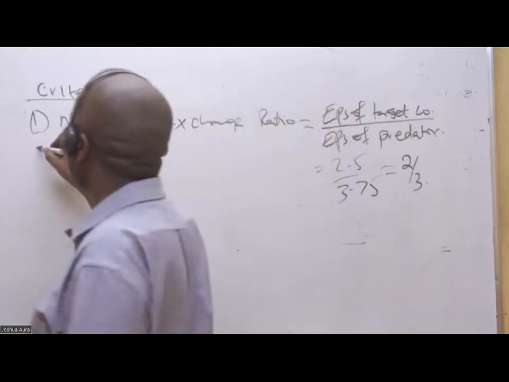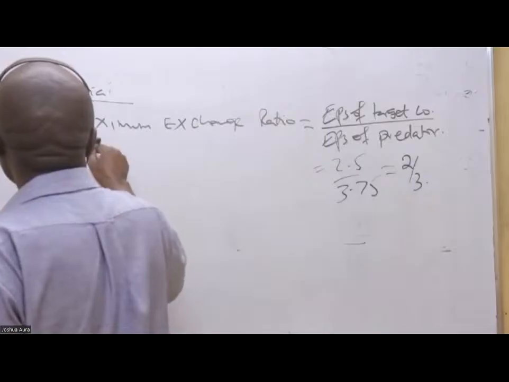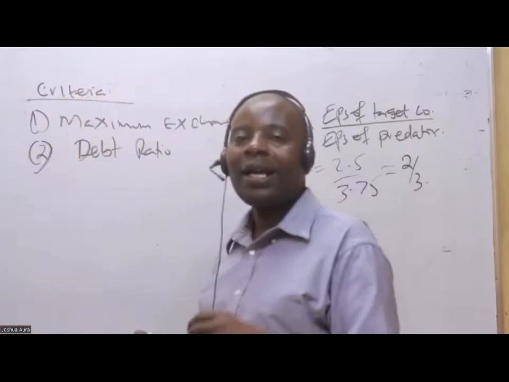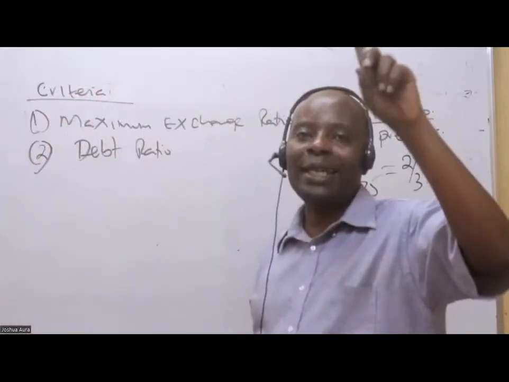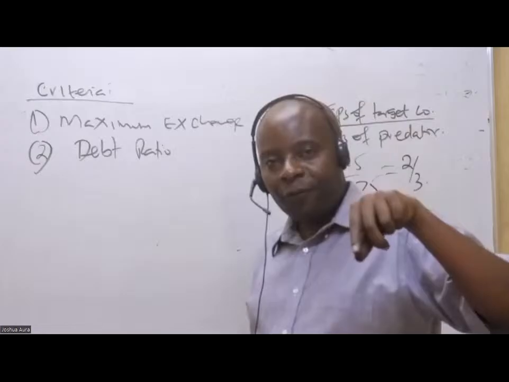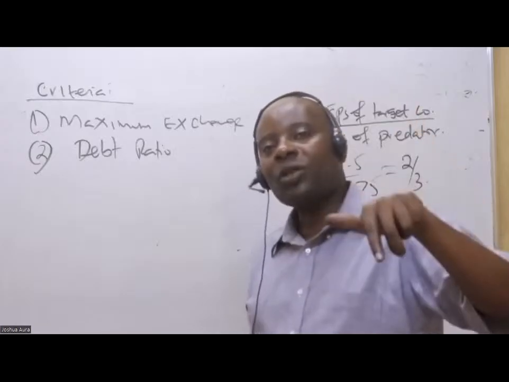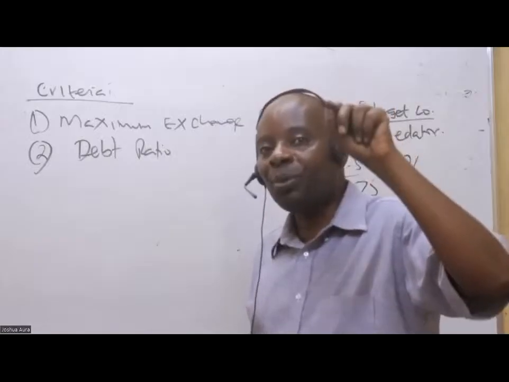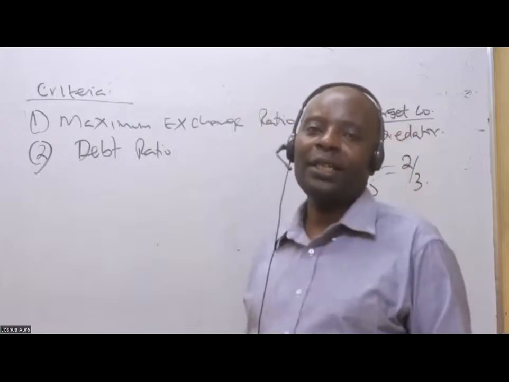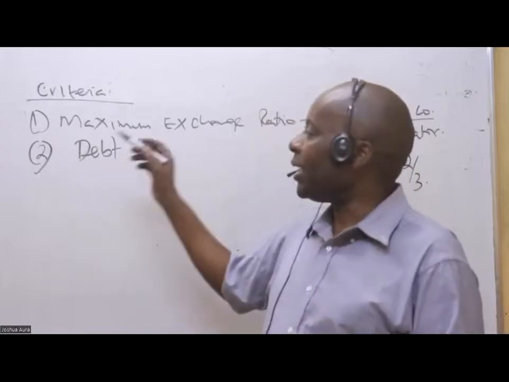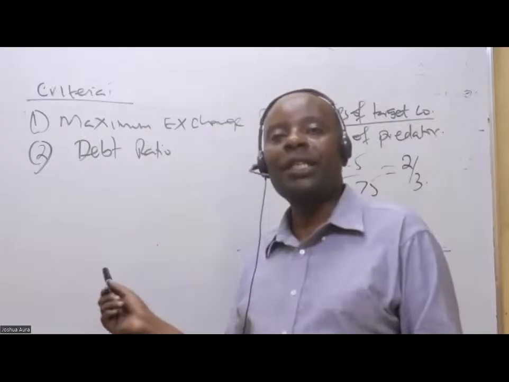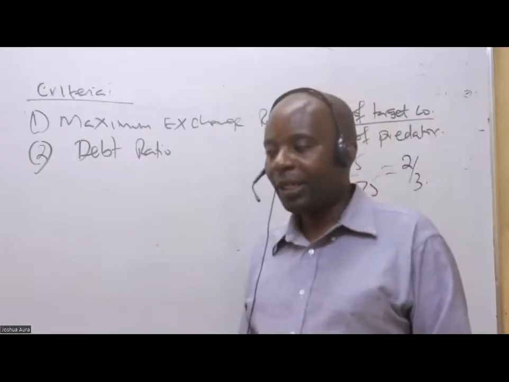So in this case here, the other criteria I would want to look at, ladies and gentlemen, is the debt ratio. I'll not want to acquire a target company that will increase my gearing ratio. If the targeted company has got a high gearing ratio, then it has got poison. If I'm swallowing a poisonous targeted company, I will die. So debt ratio as a criteria, I would want to acquire a target company that can even reduce this debt ratio. Very, very important.